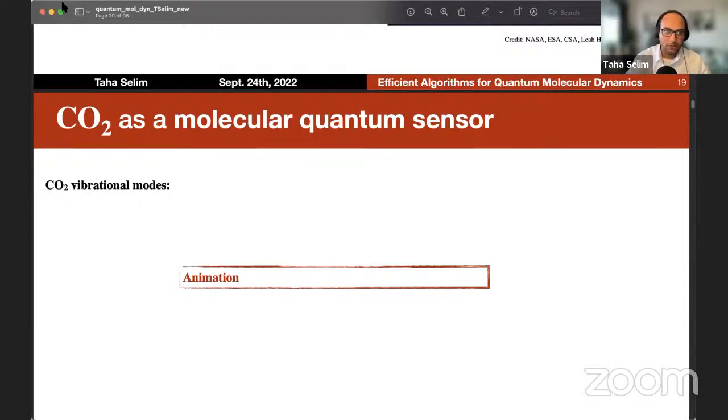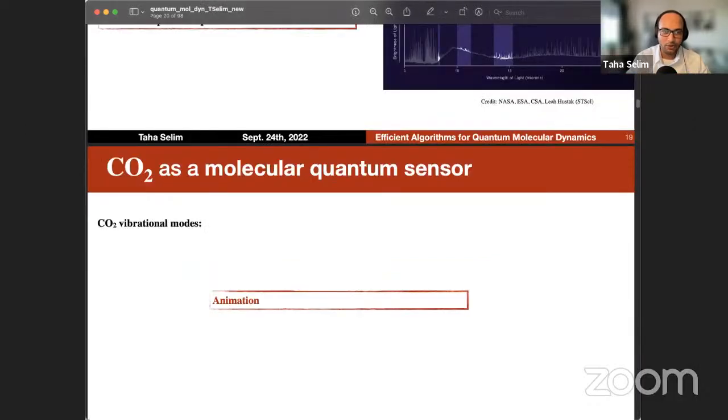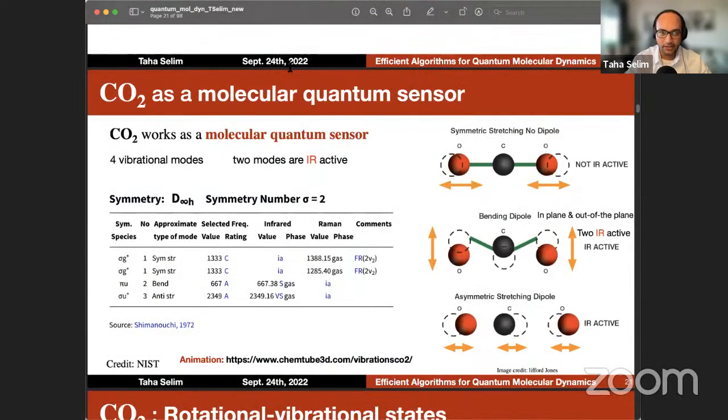Now, before we go to quantum mechanics, I wanted to show you what CO2 is as a molecule and the vibrational modes of CO2. So CO2 has 3 atoms: 2 oxygen and 1 carbon in the middle. This is called the asymmetric stretch. This is the symmetric stretch, the symmetric motion, and this is the bend. I will explain this later, but this is just an animation to show you how these atoms are moving. CO2 as a molecular quantum sensor has 4 vibrational modes because it is a linear molecule. 2 of them are IR active, so they can really be observed in the IR band.